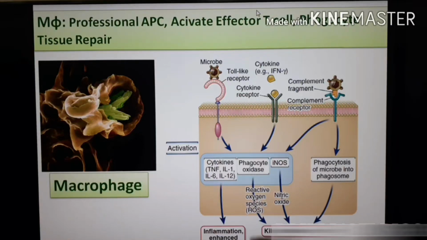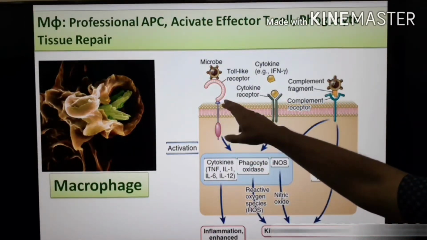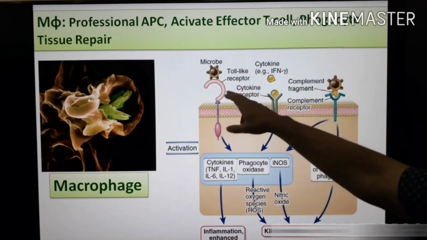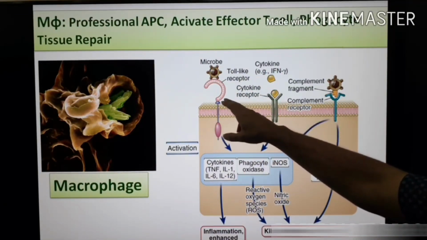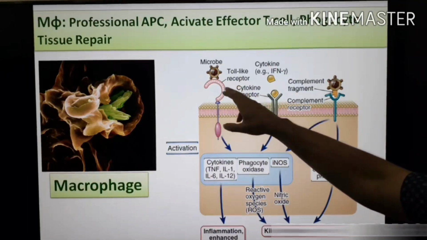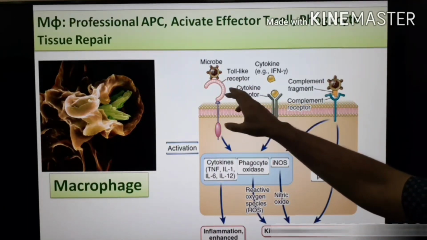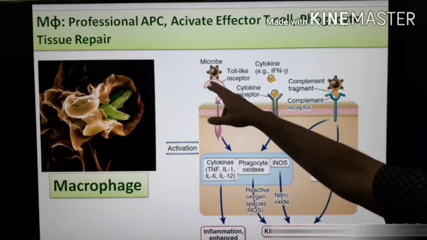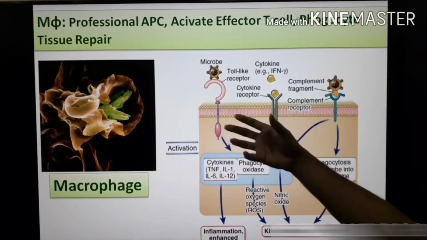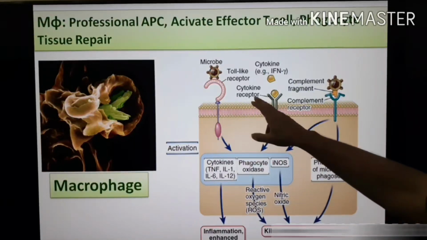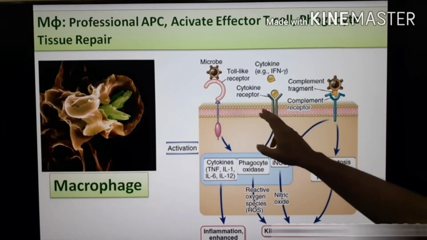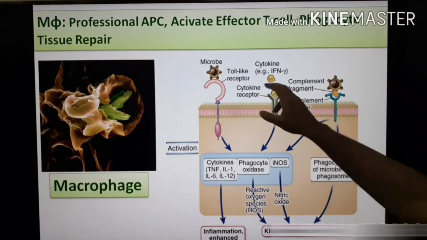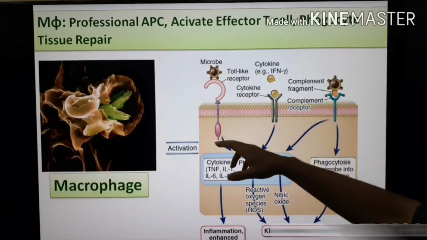The macrophage expresses toll-like receptors. I have already told you in my previous class that toll-like receptors are pattern recognition receptors. They can recognize PAMPs. PAMP means pathogen associated molecular pattern, present on microbes, a signature molecular pattern of the microbe. And these toll-like receptors are the recognition receptors. The macrophage also expresses cytokine receptors, and one cytokine that is very important for the activation of macrophages is called IFN gamma. When there is IFN gamma, the resting macrophage can be activated.